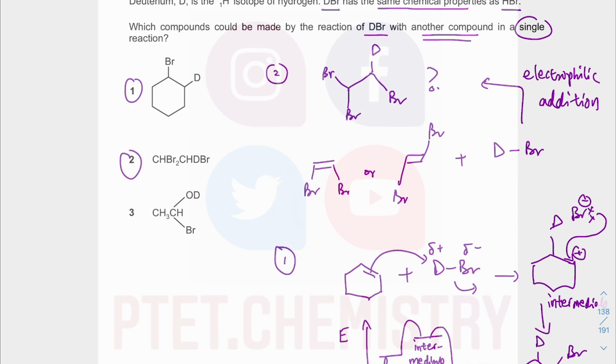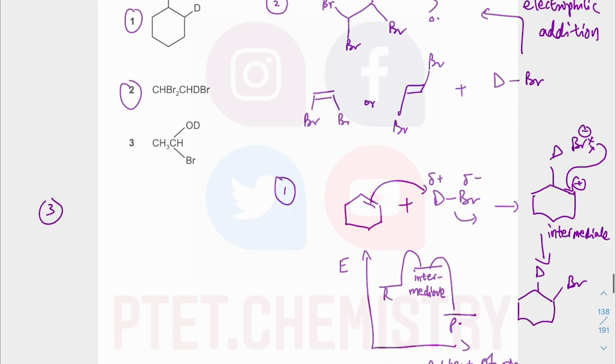All right, how about number 3? Number 3, if you can't think about D, think of it as being OH, then what can we have? This is DBr. They are on the same carbon. You see, they are on the same carbon. So here the OD and the Br is on the same carbon.